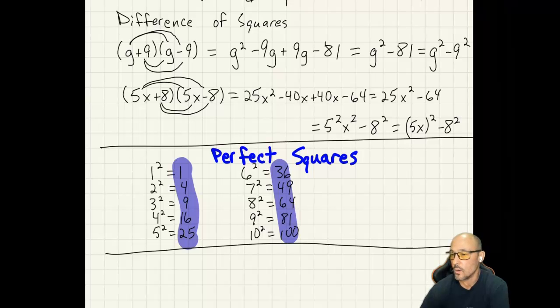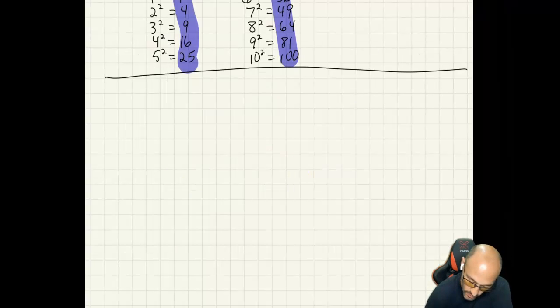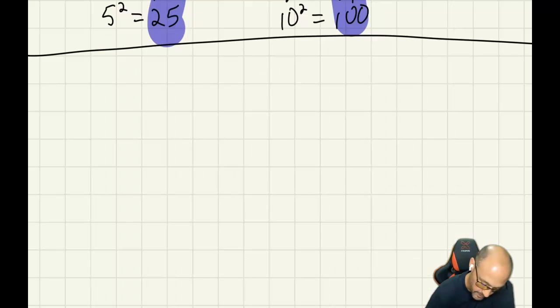All right, so maybe we should do an example and just factor one to see how they work. Let's look at, here's one. I'm going to start with an easy one. I think that's a good place to start.